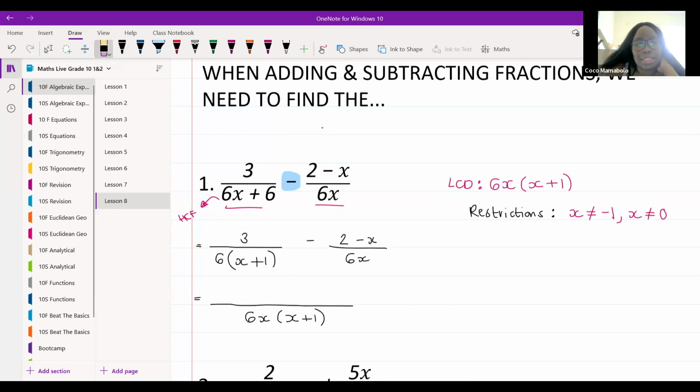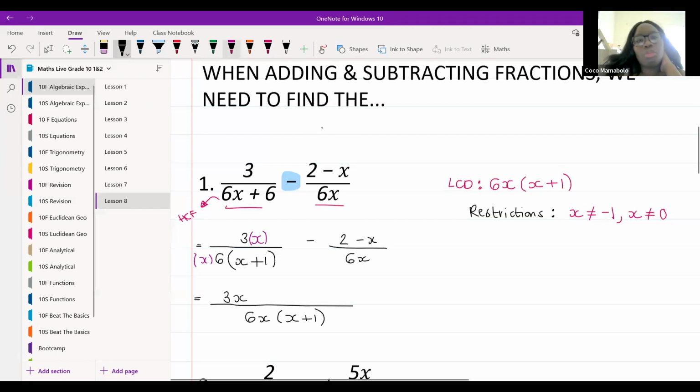Well done, Mandisa, that's it. X is missing. So I know I need to multiply here by X. And whatever I do to the bottom, I'm going to have to do to the top as well. So I'm also going to have to multiply 3 by X. So on this part over here, I'm going to get 3X.